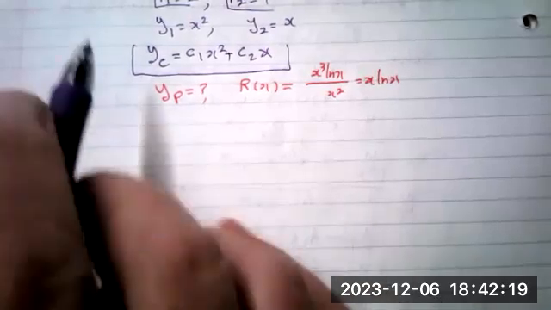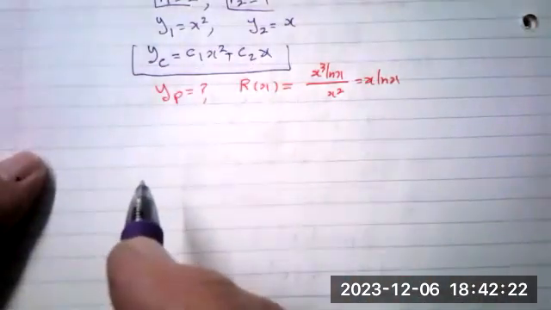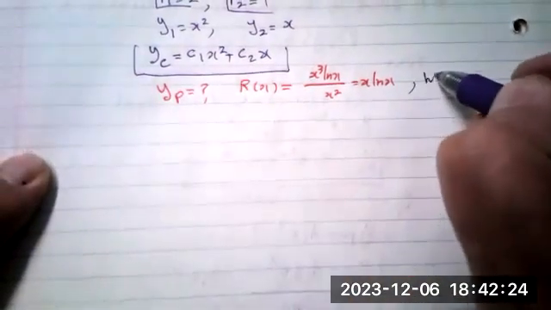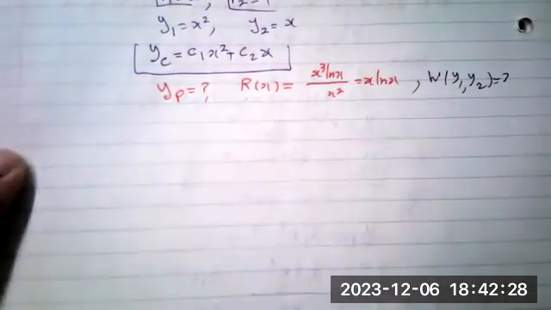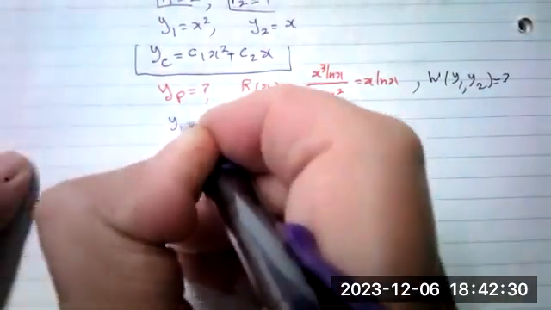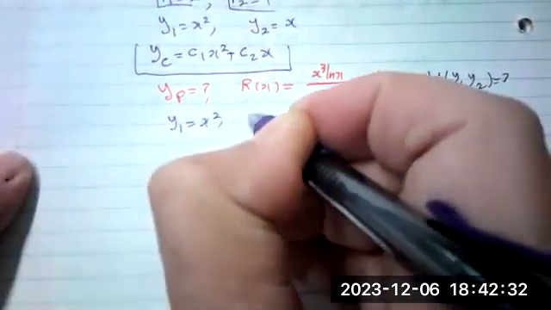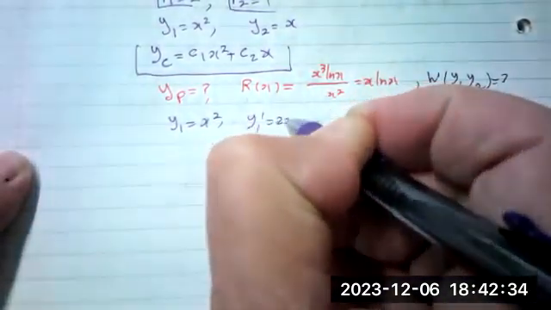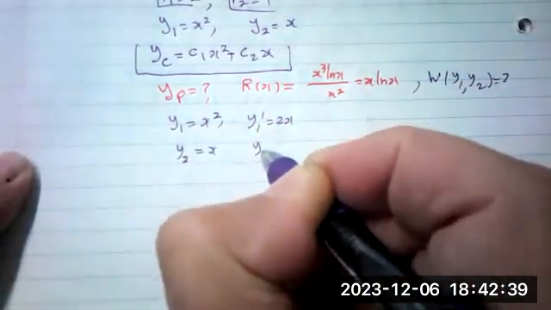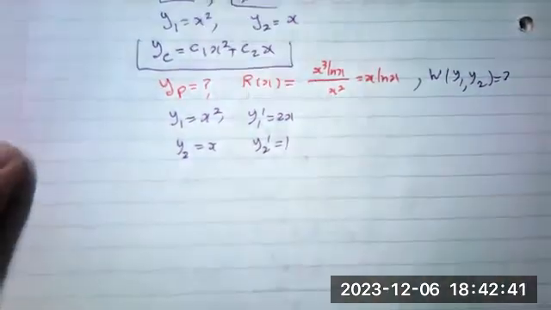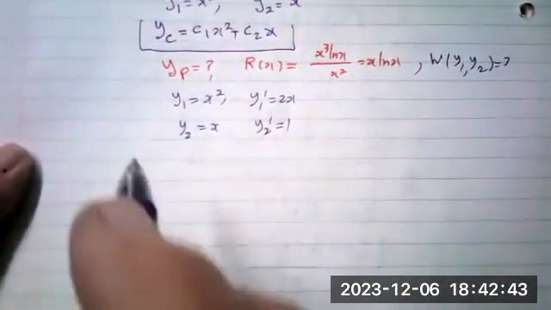Okay, so we have to form the Wronskian. We have to get the Wronskian. So start differentiating the solutions. Y1 equals x squared, y1 prime is 2x, y2 equals x, y2 prime is 1. Cross multiply to get the Wronskian.